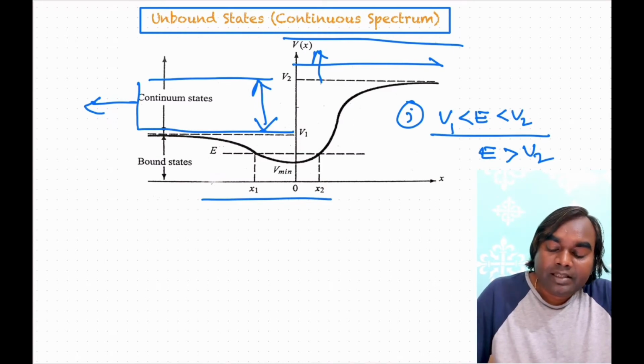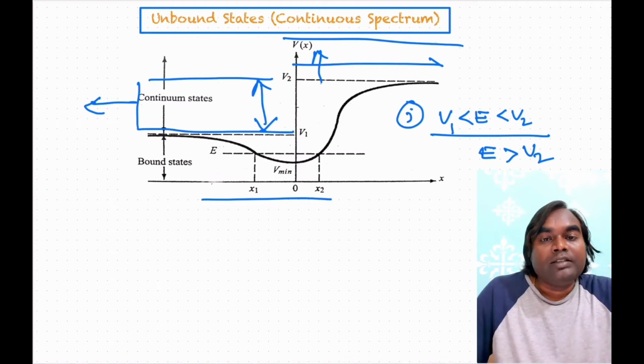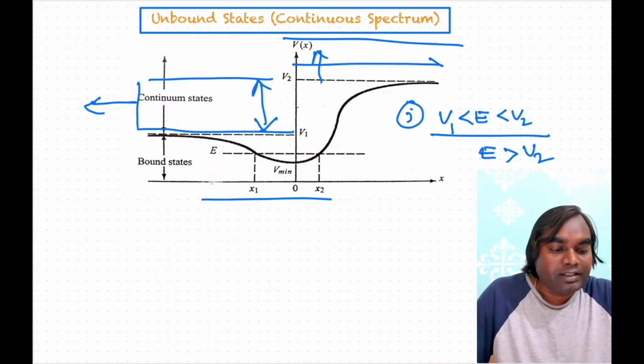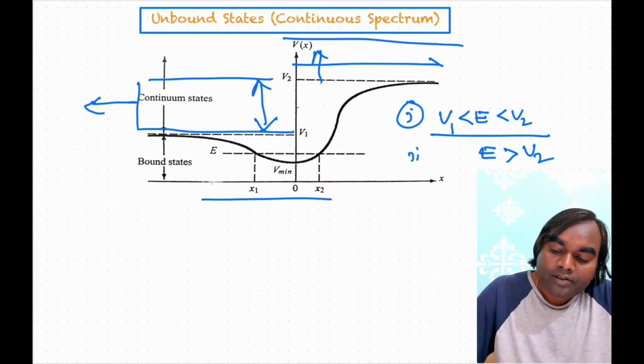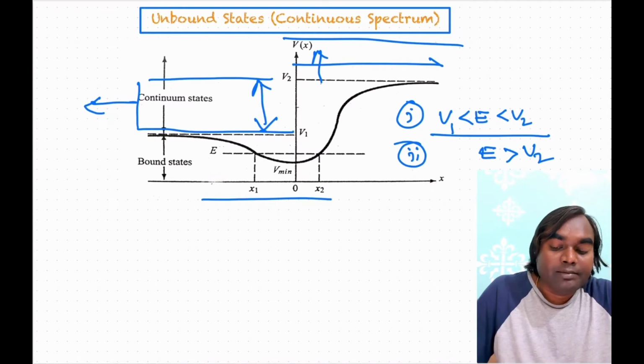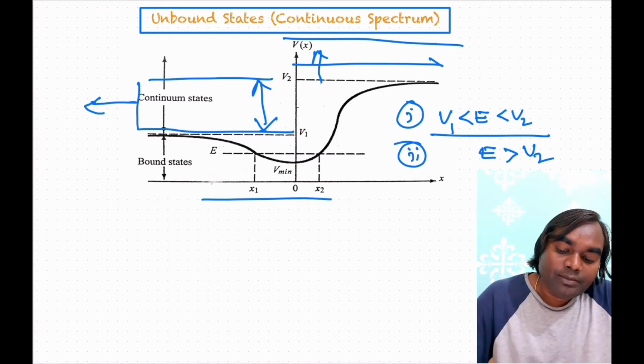So degeneracy comes when different eigenstates have the same eigenvalues. I will discuss further how the two solutions have the same energy. Now take the case of energy greater than V2. That is when the energy of the particle becomes more than the V2 value.